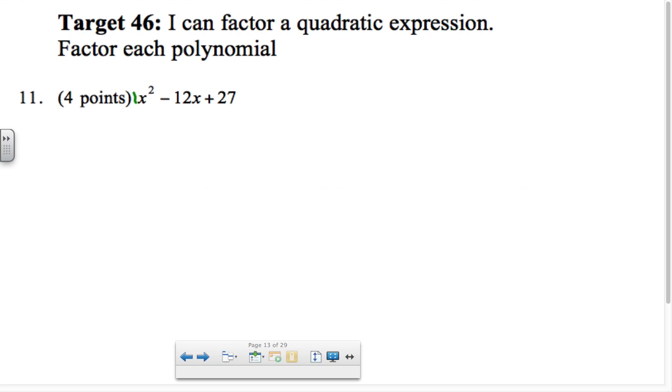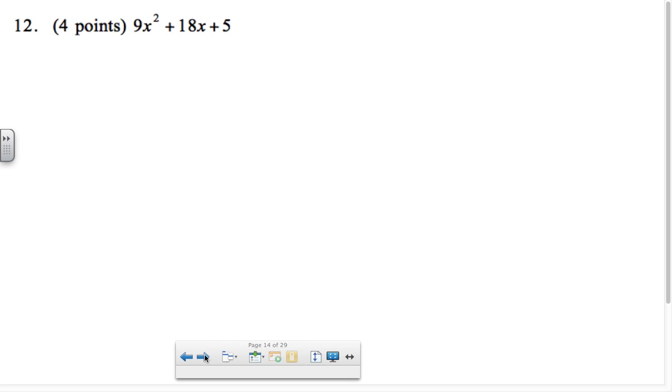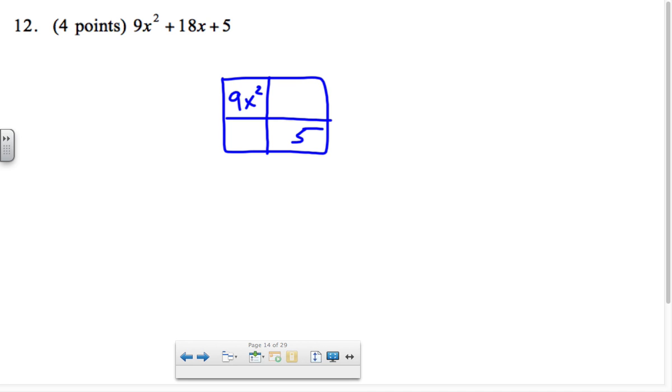So I'm going to start with 12 because all of them can really be done in this method, but it takes longer. And to finish the test, you're going to want to get proficient at some of these shortcuts. But again, this method always works if you get stuck on a problem. So we're going to start by making the box. And the first and last terms are going to go in the corners of the box. And then you ask yourself the magic question.